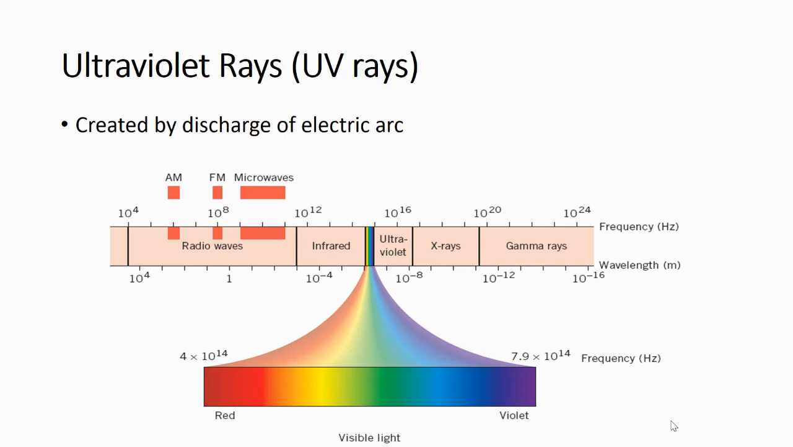So then we have ultraviolet. So UV rays, we don't get too much into how they are created, but we all know that we use sunscreen to protect from UV radiation because it is damaging to human DNA.